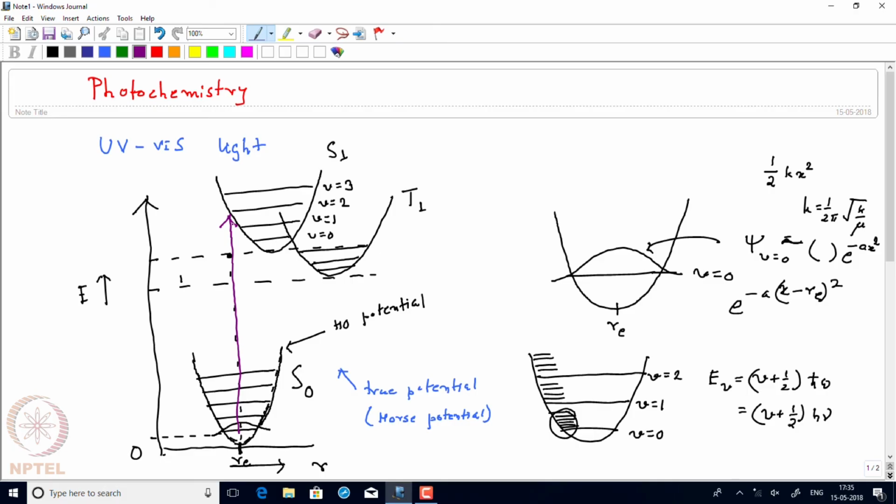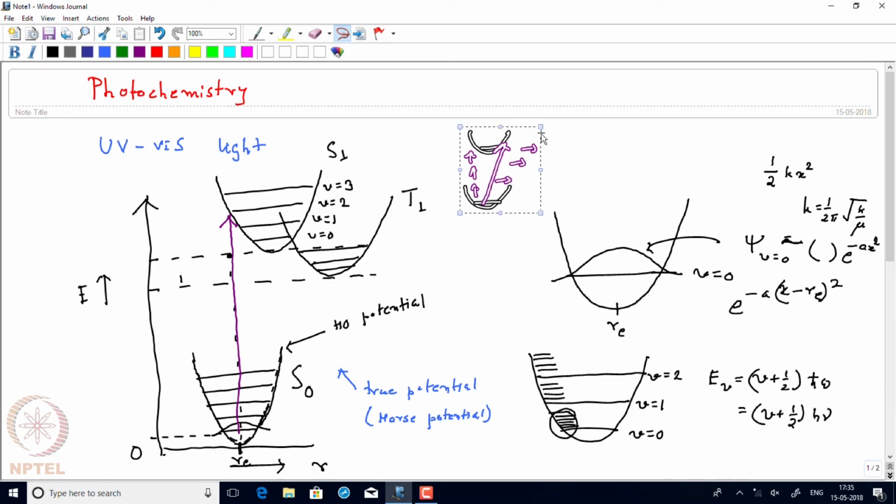If there was a change in bond length, suppose I had something like this, and I'm starting from here, and during the transition I'm having a change in bond length, then I can represent it like a tilted arrow. Because as I'm exciting up, I'm also shifting in this coordinate. But it doesn't make sense, so we do not make this approximation here.